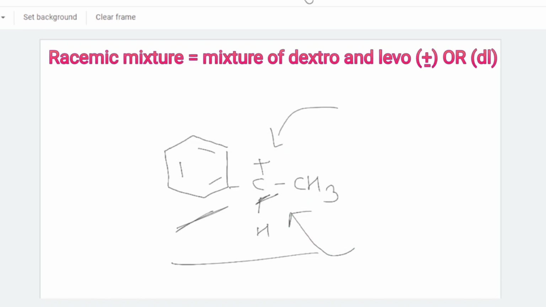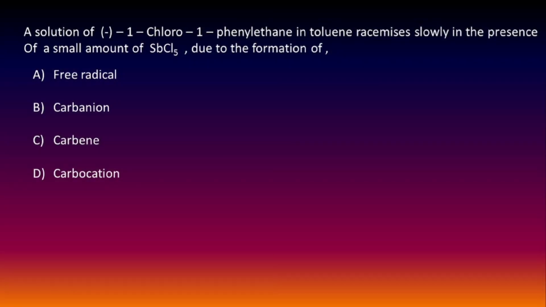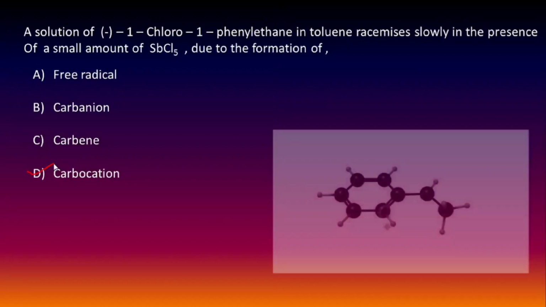So you will get both, a racemic mixture. Why? Because this carbocation is planar and the nucleophile can attack from the upward side and also from the downside. So you will get the racemic mixture. So the right answer will be C. I hope you understand. So let's move to the next question.